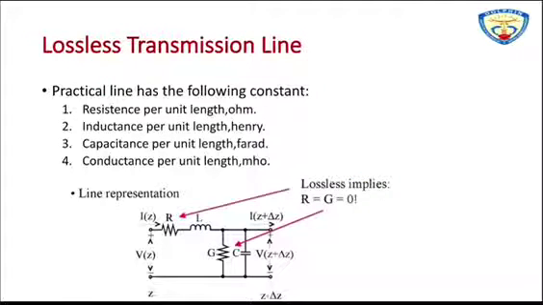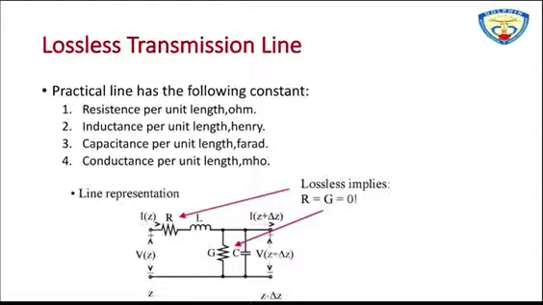Now moving on to the lossless transmission line. Before that, we should understand how the transmission line can be represented. So this is the model of the transmission line. Earlier we said that the transmission line is simply two parallel conductors. But since each conductor has a certain length and diameter, it will have some resistance and an inductance. Also, these two conductors are separated by some distance, so there will be some capacitance also.